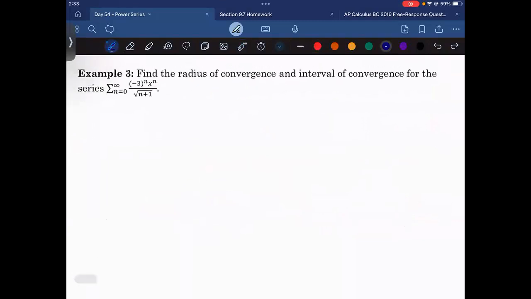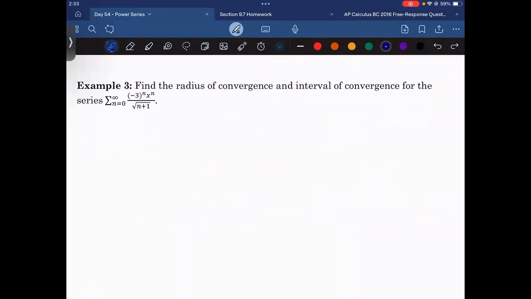Example 3, I want you guys to do this one, so try this one yourself. Try number 3 and 4, just get into it a little bit, because this next one's going to be a little bit long, but I want you to try it by yourself, and then I'll jump into it here in a second. So pause the video. So you should have tried it yourself.